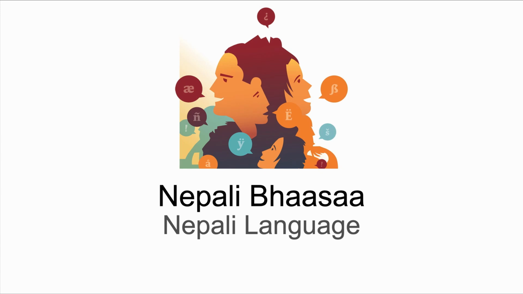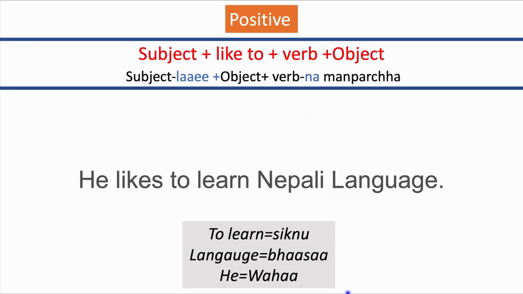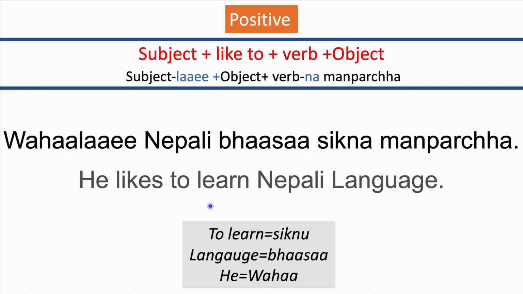Now let's use the object Nepali language. Language in Nepali is भाषा. Nepali भाषा. Now please try to translate this sentence on your own. And the answer is Wahalai Nepali भाषा सिक्न मन पर्छ. He likes to learn Nepali language.